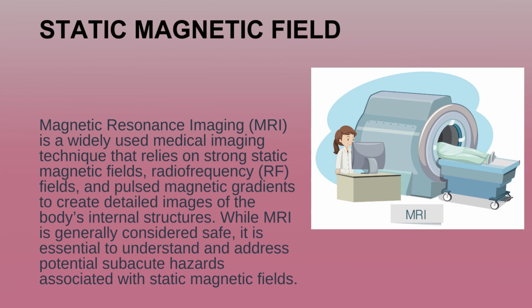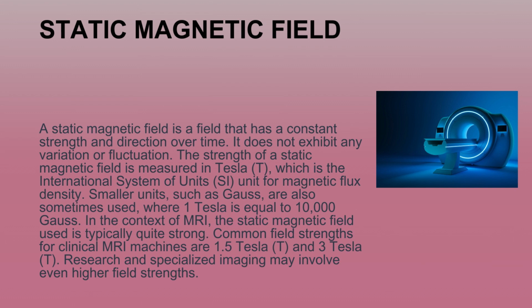A static magnetic field is a field that has a constant strength and direction over time. It does not exhibit any variation or fluctuation. The strength of the static magnetic field is measured in Tesla, which is the International System of Units, that means the SI unit for magnetic flux density. Smaller units such as Gauss are also sometimes used, where 1 Tesla is equal to 10,000 Gauss.